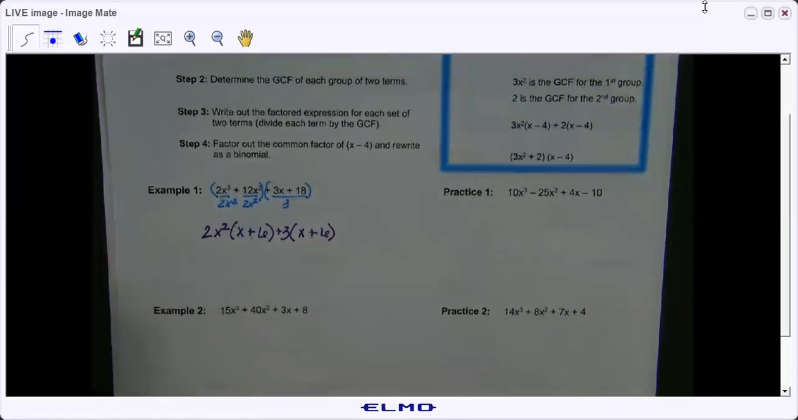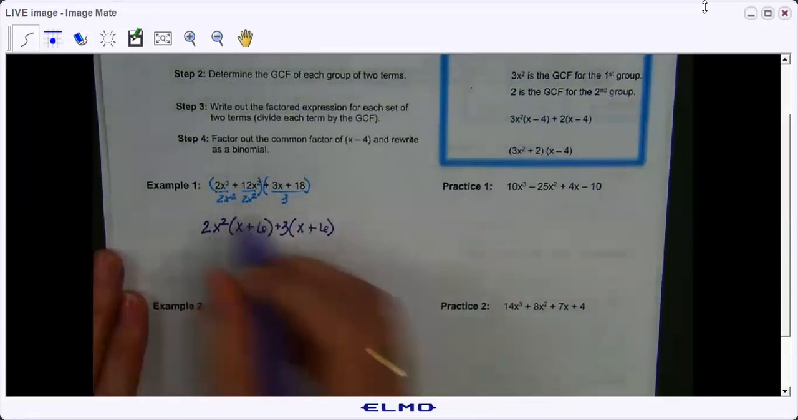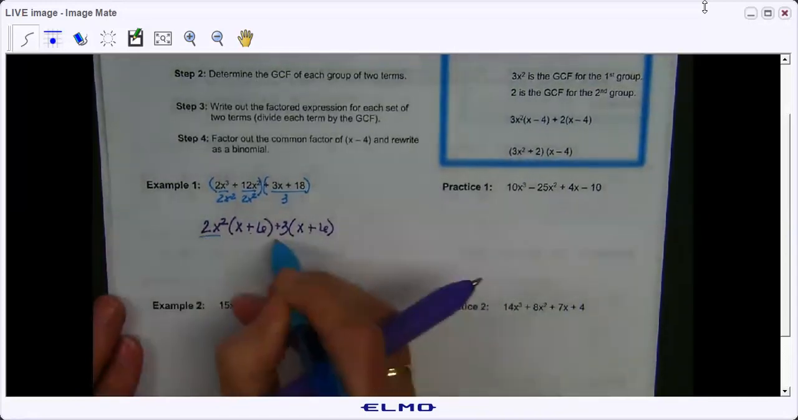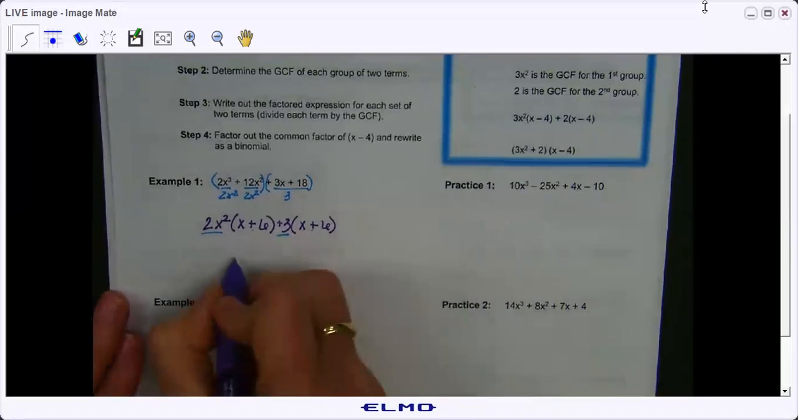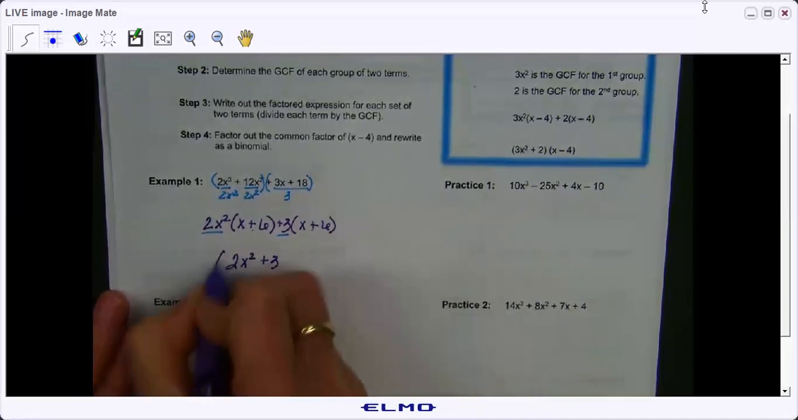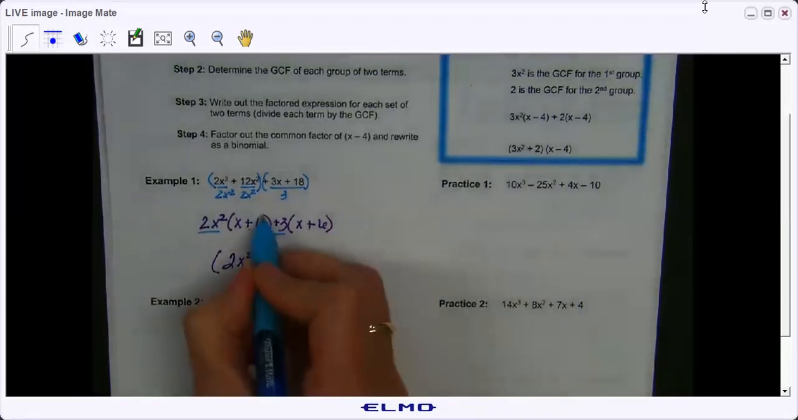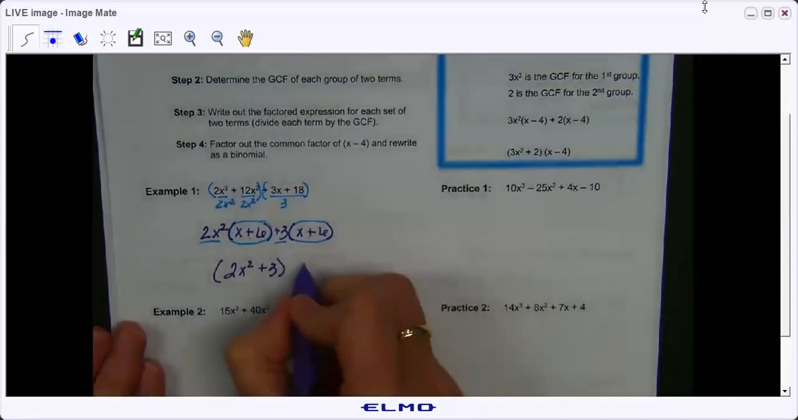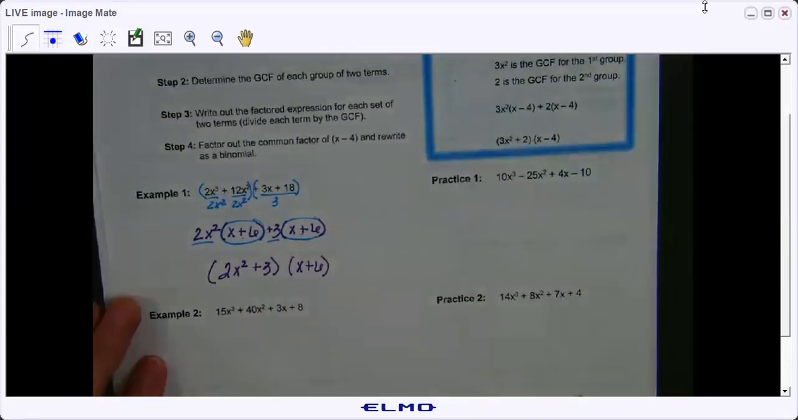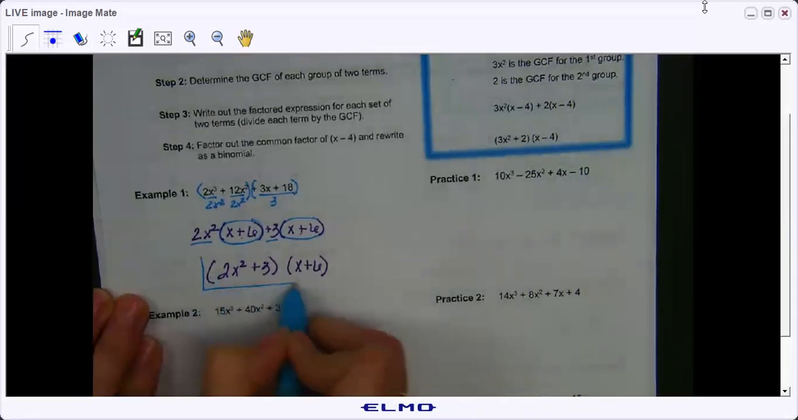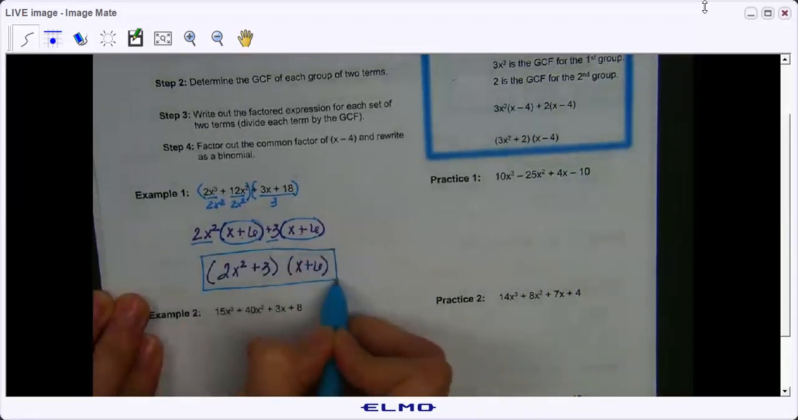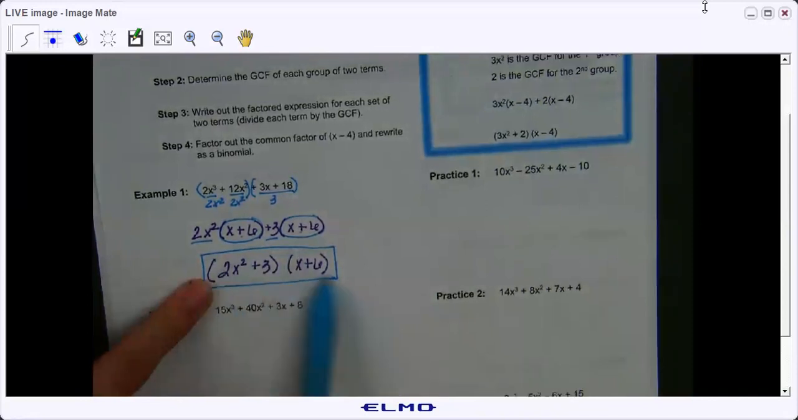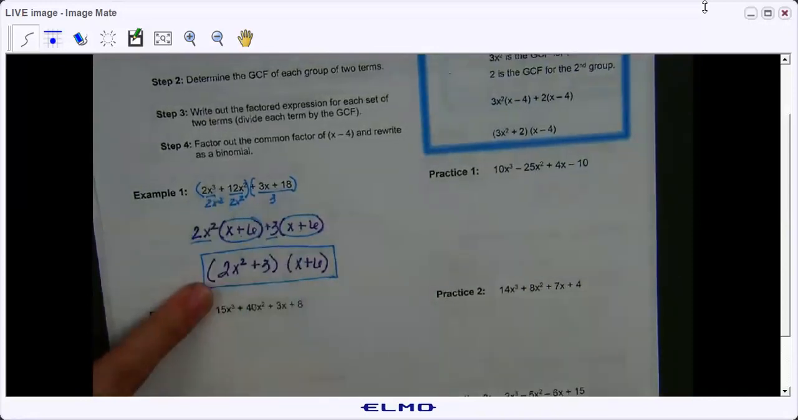Okay. Now what I'm going to do is I'm going to rewrite my answer. I'm going to take 2x squared and 3. Those become 1 binomial. And then x plus 6 becomes another 1. Okay, and then this is my final answer. And if you want, you can distribute it all back together to check to make sure that when you distribute this, that you get this up here. Okay.